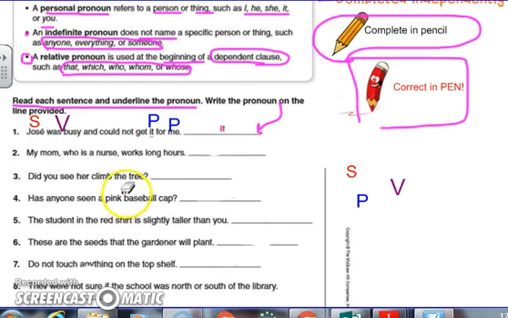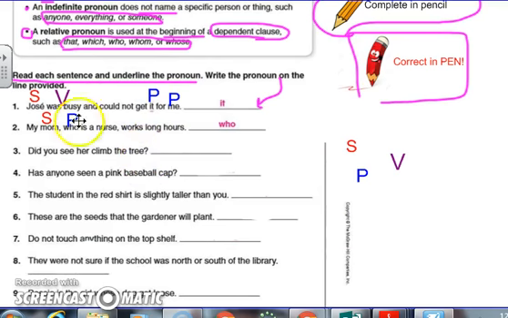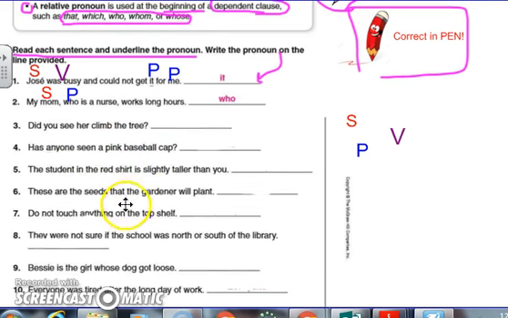All right, let's try number 2. My mom, who is a nurse, works long hours. Well, who or what? My mom, who is a nurse, works long hours. Well, what do you think? Yeah, I'm thinking who is a pronoun because that's a relative pronoun. Okay, it usually starts at the beginning of a dependent clause. And there's who, works long hours. Who? Okay, you got the idea? So I would just do this to just kind of challenge yourself to see if you remember about subjects and verbs and predicates. So let's go ahead and I will read the rest and do your best.